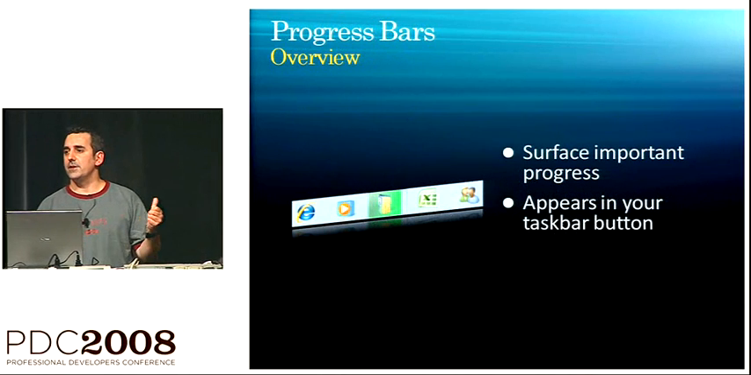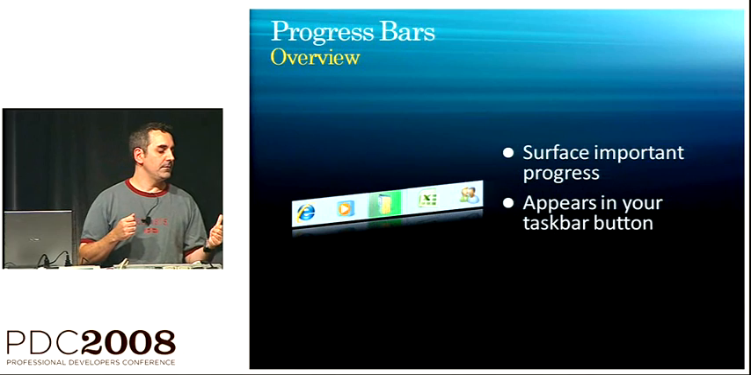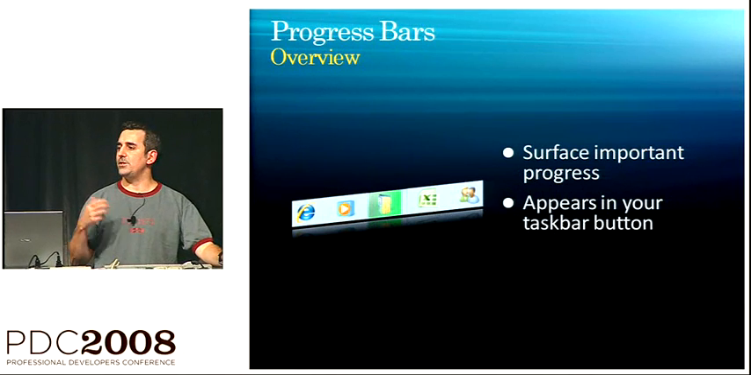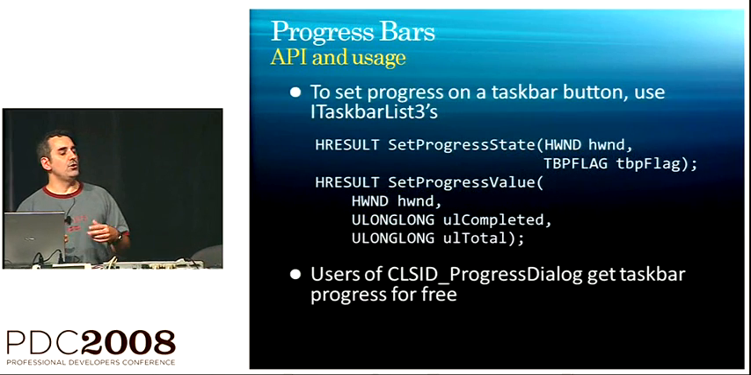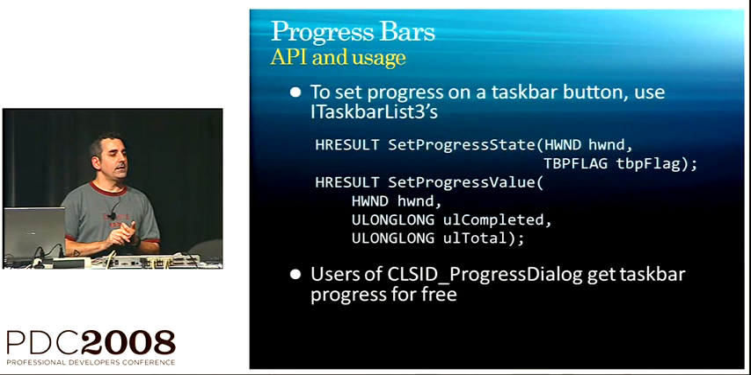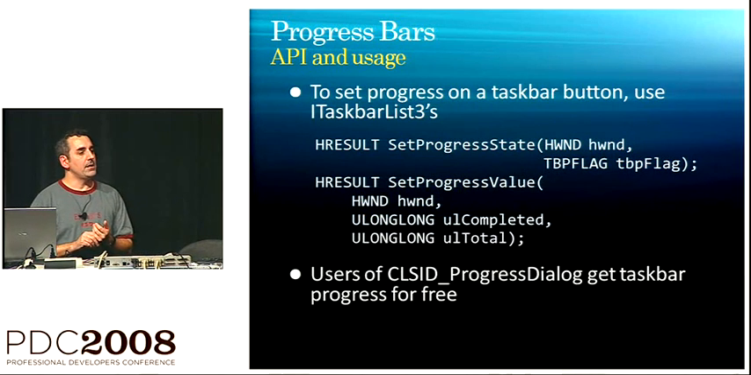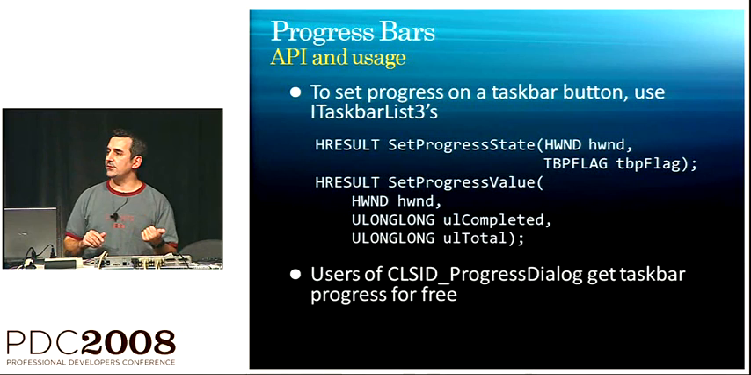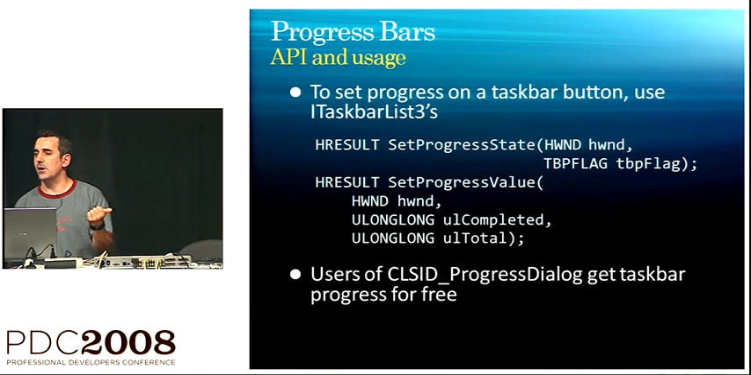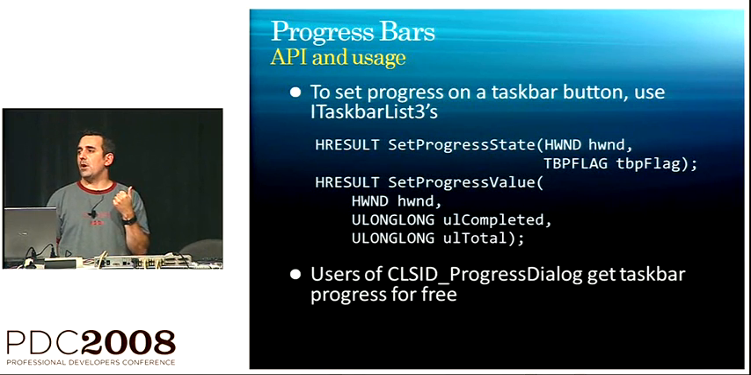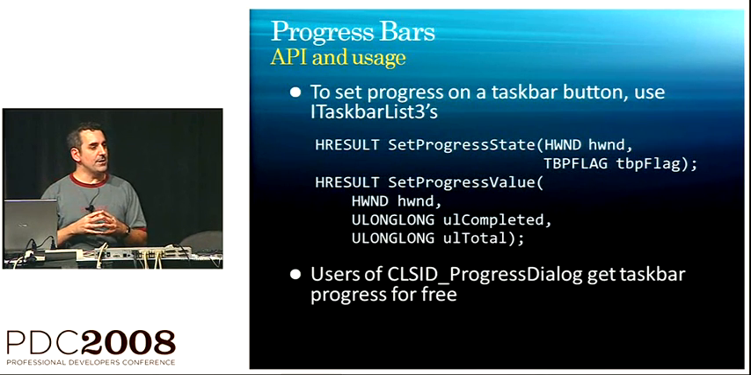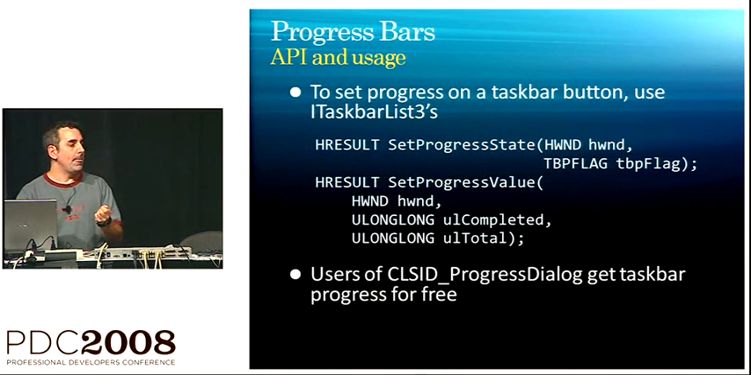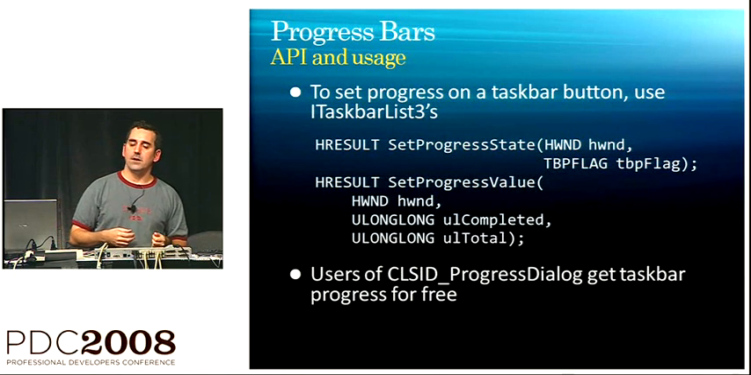For progress bars, very similar to overlay icons, we just allow you to show a progress bar for different windows in your application. Two methods on ITaskbarList3 actually allow you to control what gets displayed. There's setting the state, which indicates whether or not you have any progress. If the progress is indeterminate in nature, that's like that animated whooshy thing that shows up, a technical term. And the actual value, if you have progress, is essentially the numerator and denominator of the progress.